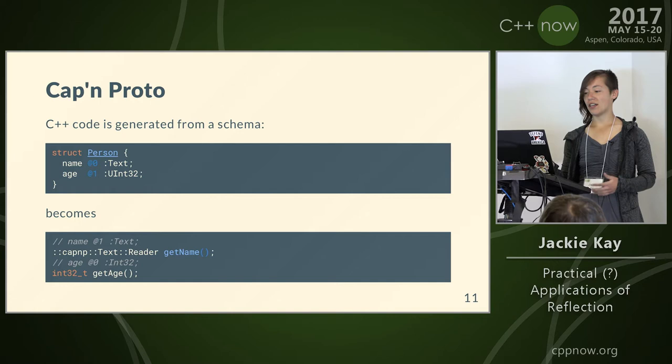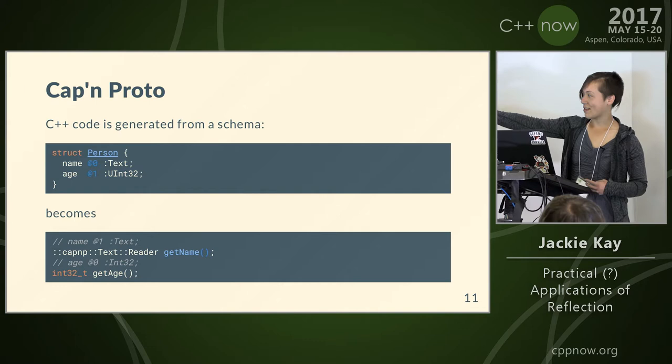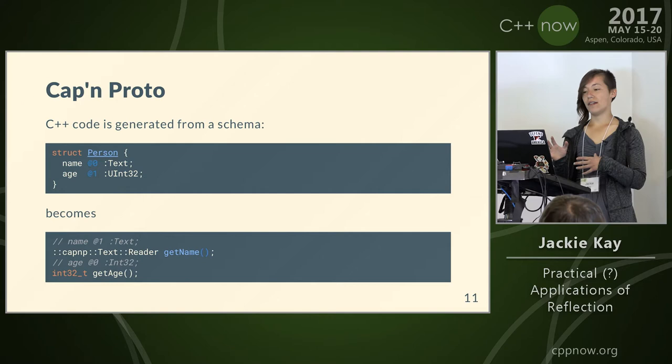So again, they have a generic runtime reflection interface, which I'm not showing here, but it's a way of, instead of directly using these concrete getName, getAge, which are generated, they basically type erase structs that are defined through Cap'n Proto.